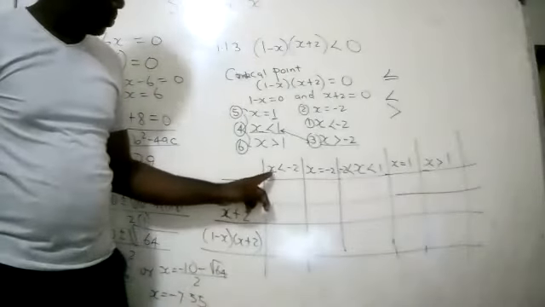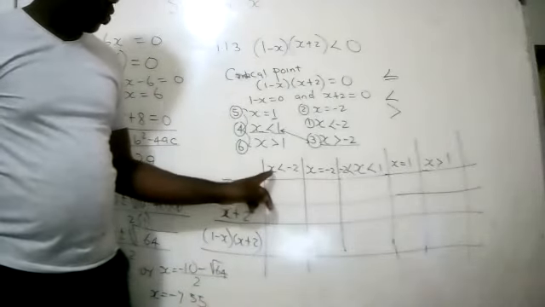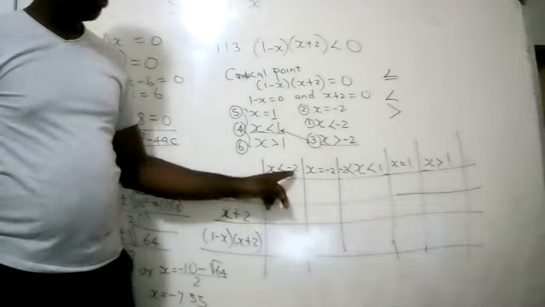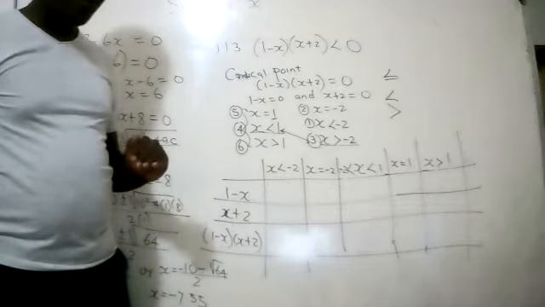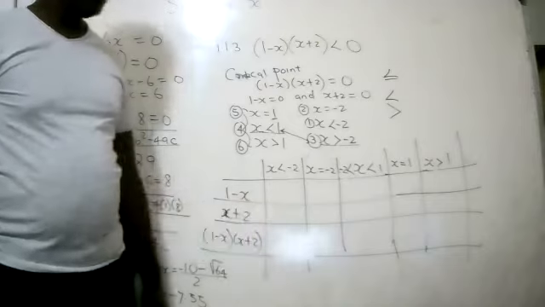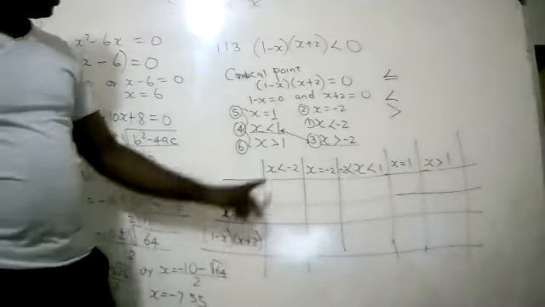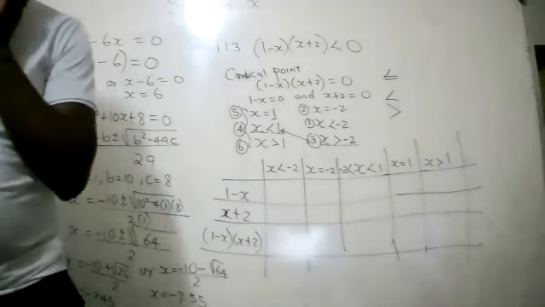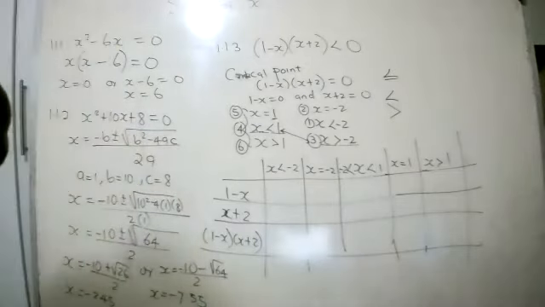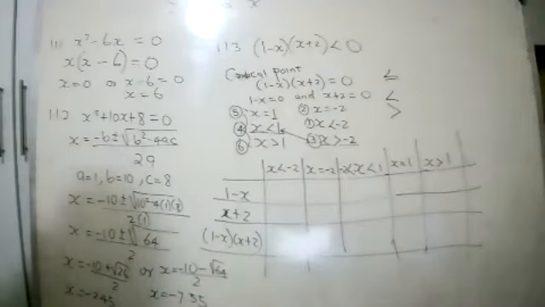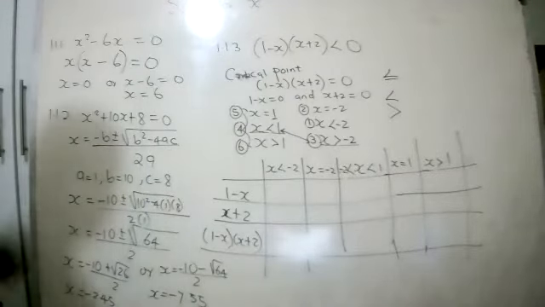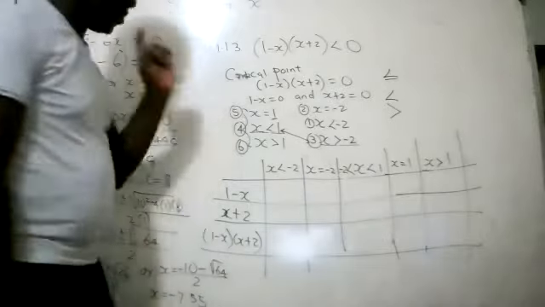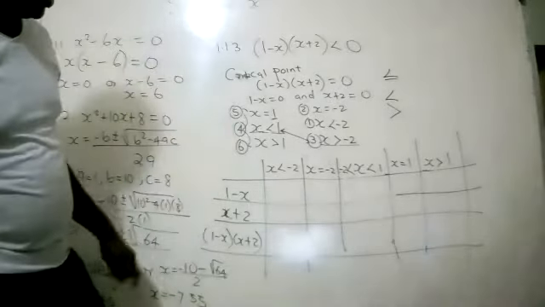So we check on the first block, we have x less than -2. So we must choose any number which is less than -2. Can you tell me any number which is less than -2? -3, going downwards. Definitely, so -3 is the one we're going to use in this case.